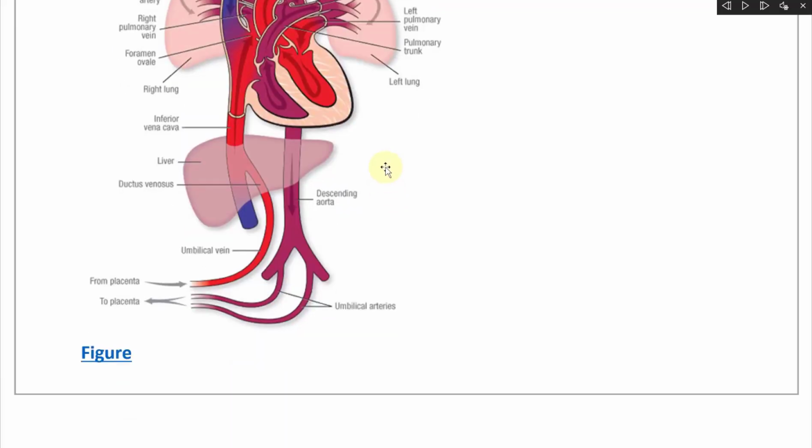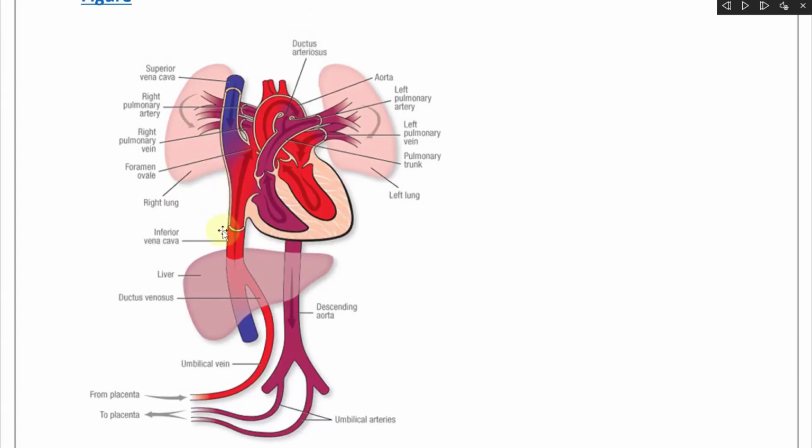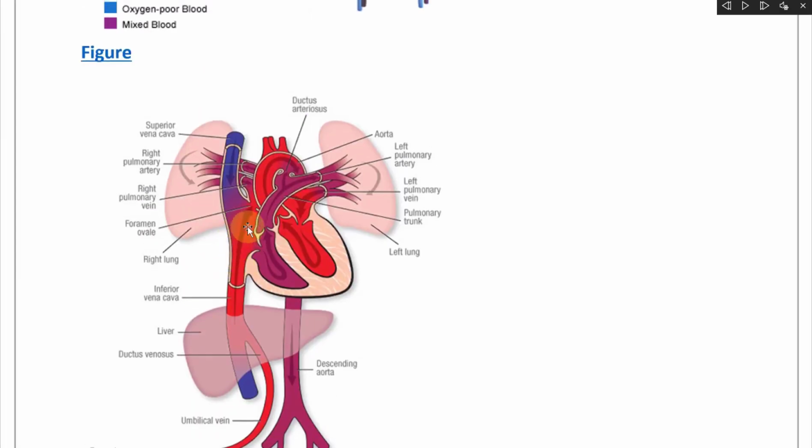And here's another illustration as well. So again, from the placenta you have the umbilical vein going here. There's the liver, there's the ductus venosus, and then it goes right into this inferior vena cava, straight over here. And there's the foramen ovale to get from the right atrium to the left side there. And there's the ductus arteriosus over here to connect the left pulmonary artery into the aorta.